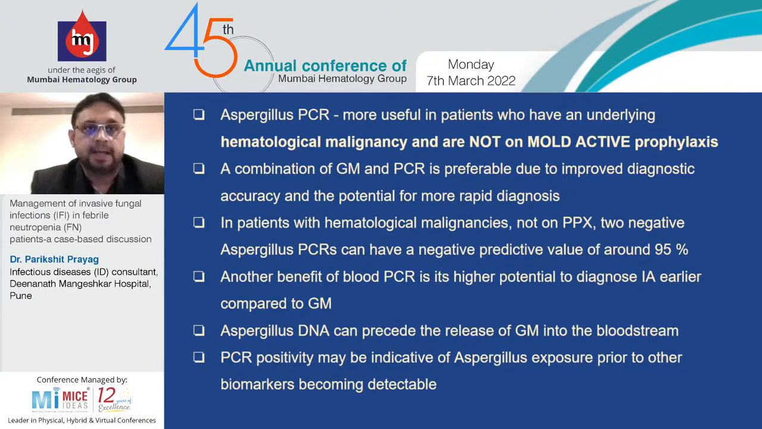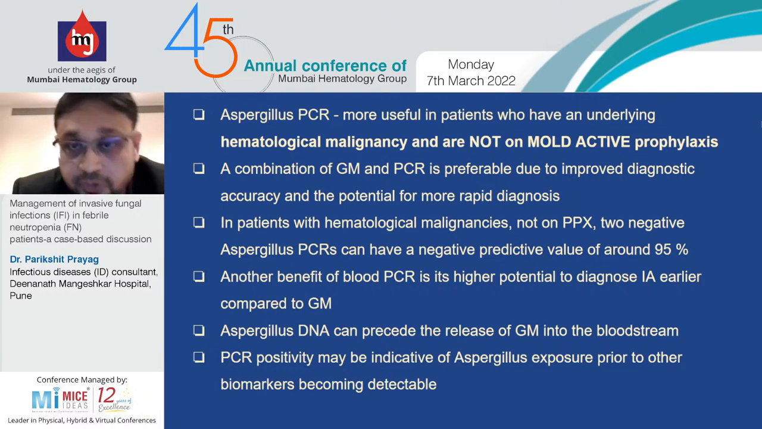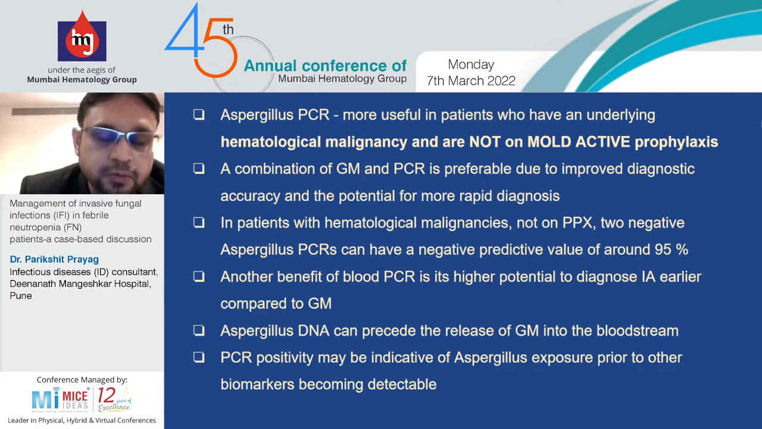So what does that mean? Aspergillus PCR is a very important tool of diagnosing aspergillosis in patients who have a hematological malignancy, who are neutropenic, and who are not on mold active prophylaxis. And why is that? Because the sensitivity of the test is the highest in this sort of a setting. So in this setting, if I have a combination of galactomannan and PCR which is negative, then my negative predictive value is very, very high.